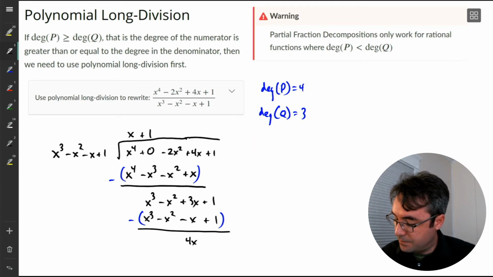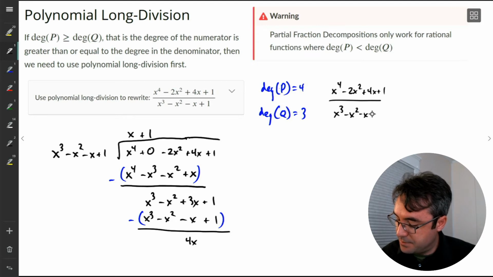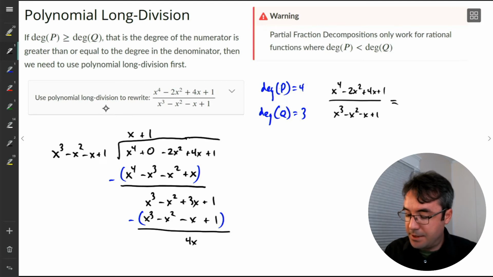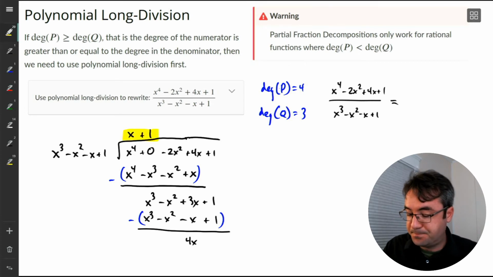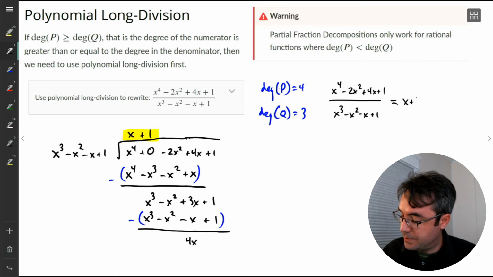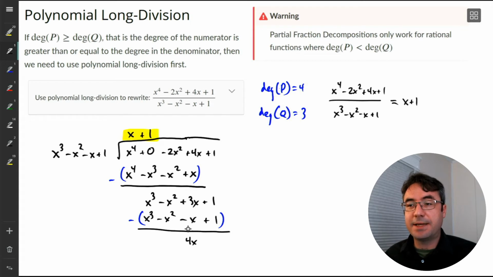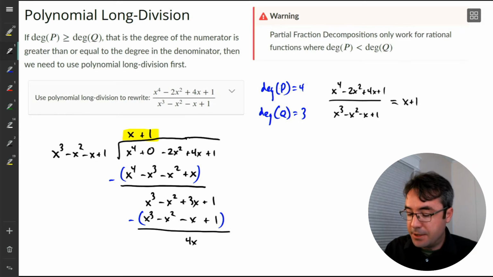So let's write out the result here. Here's our original rational function that still had some division we could do. We were able to completely divide out an x plus 1. That's nice. We were able to do this work until we got down to this 4x. At this point, the power of x was smaller than the power of x in our denominator, so that's going to be our remainder term.